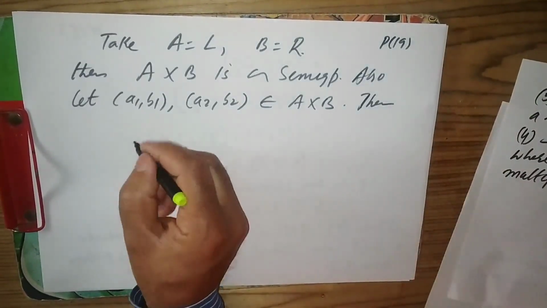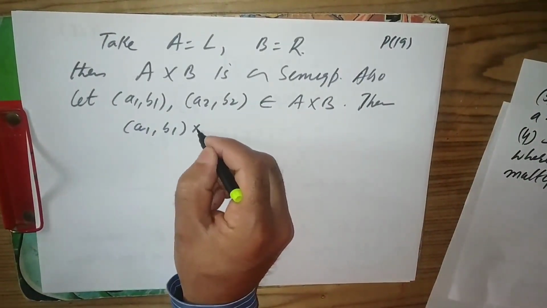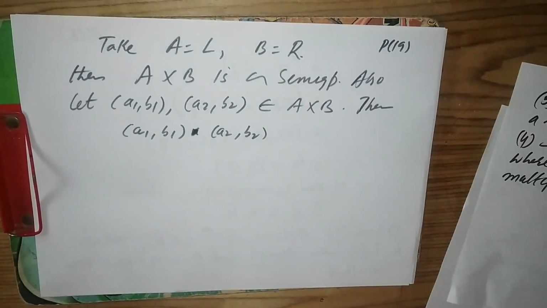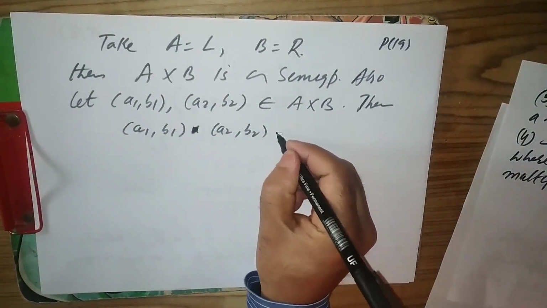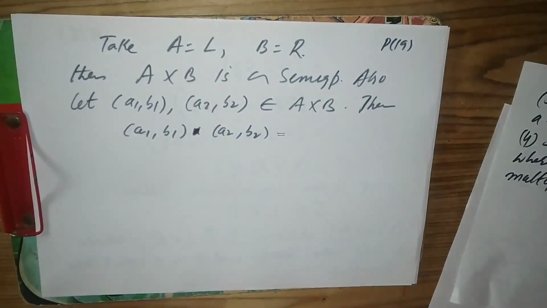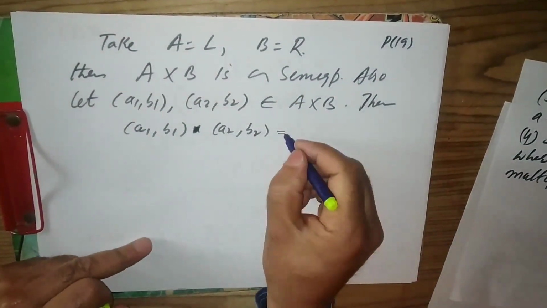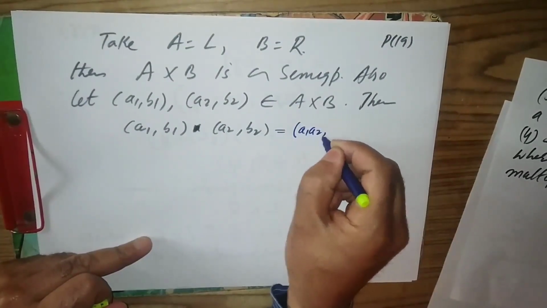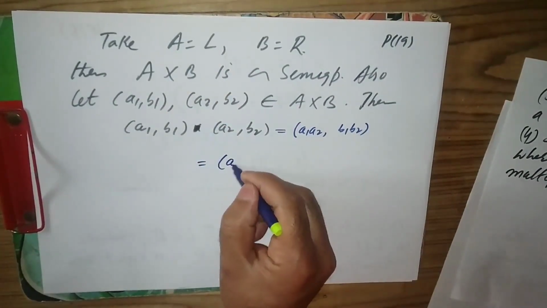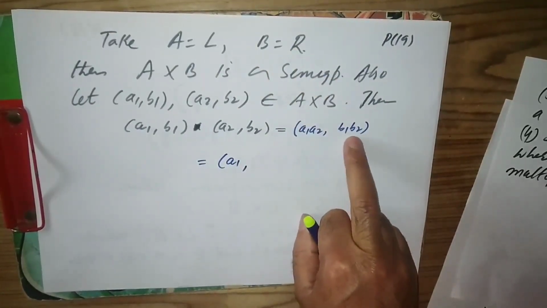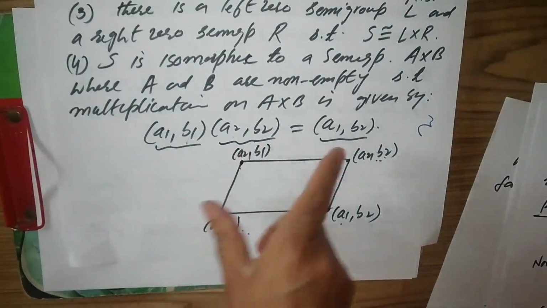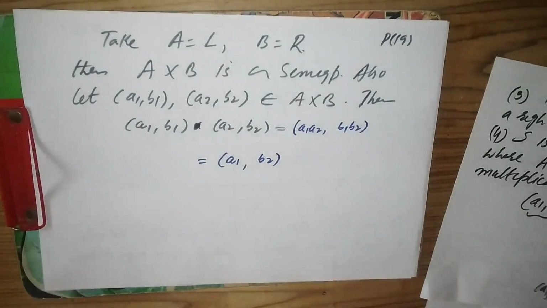Then this product A1 B1 into A2 B2, it is just simple multiplication notation. It is component wise multiplication, equal to A1 A2 B1 B2. But A is actually L, a left zero semigroup, so A1 A2 is equal to A1, and B is R, a right zero semigroup, therefore B1 B2 is equal to B2. So the product A1 B1 into A2 B2 is equal to A1 B2. That proves that third implies fourth.